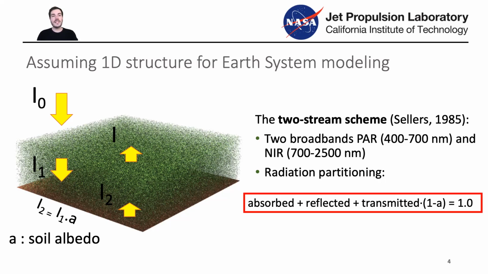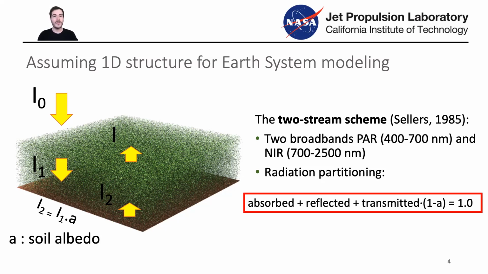And there's also the fact that these models usually calculate radiative transfer in two broad bands: the photosynthetically active radiation, or PAR, and the near infrared, or NIR. The PAR radiation is associated with photosynthesis, it is the energy that plants use to photosynthesize. And the near infrared has impacts on the surface temperature. And so these models output the radiation partitioning.